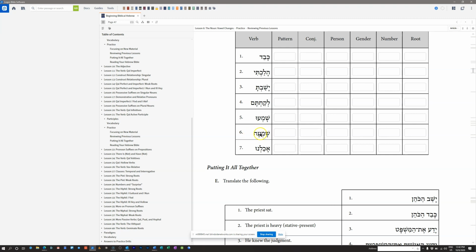So again, shama is our root. And then finally number 7 here, akhalnu. So our root is akhal. We have our 1CP Qal Perfect suffix. And everything looks normal, nothing irregular here at all. We basically add the shva under the third root letter because we're adding a suffix. We don't need that shva under the third root letter when it's just the final letter of the word. All right, so that is part D.